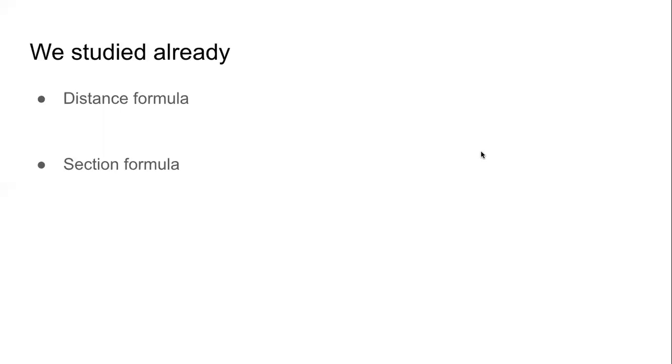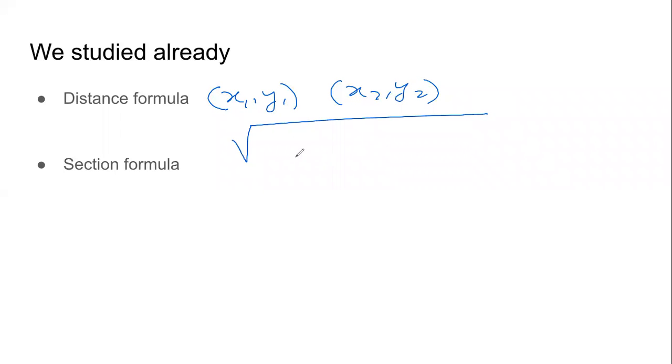So this is what we have studied already: distance formula and section formula. Just to remind you quickly, distance formula helps us find the distance between two given points. If the points are x1, y1 and x2, y2, then the distance between them is the square root of (x2 minus x1) square plus (y2 minus y1) square. This is the distance.